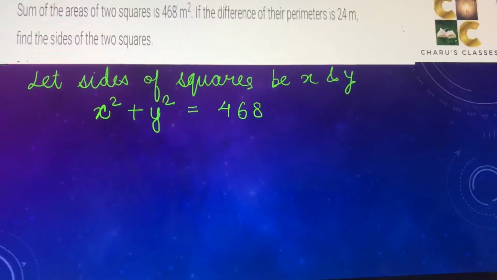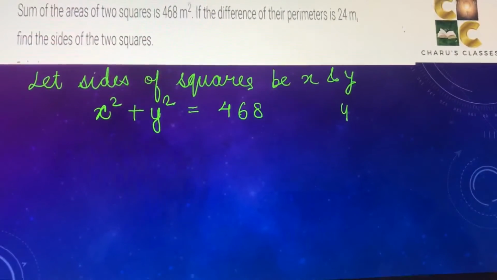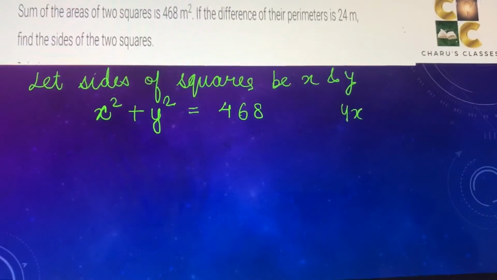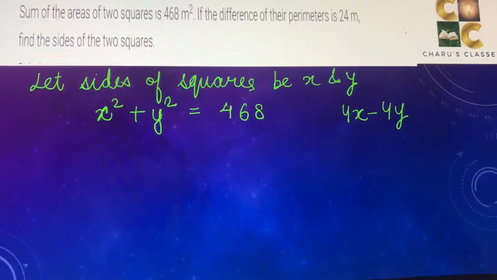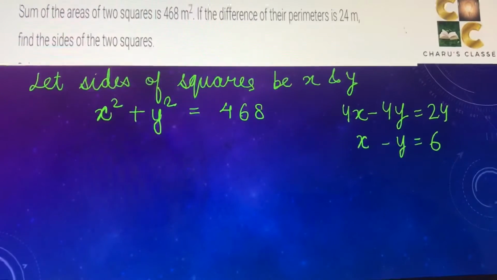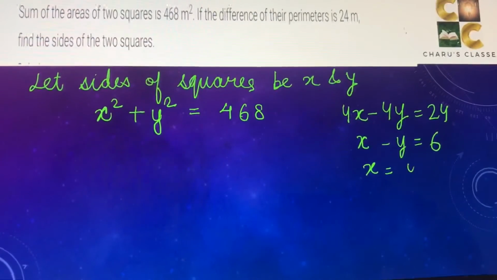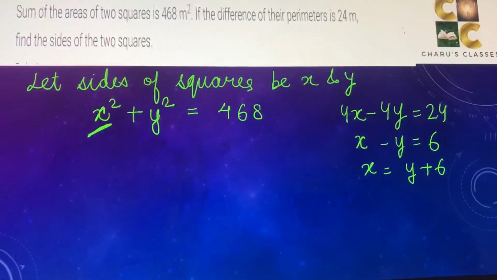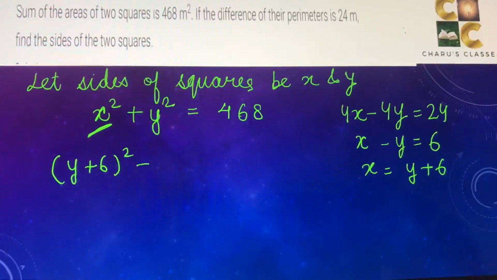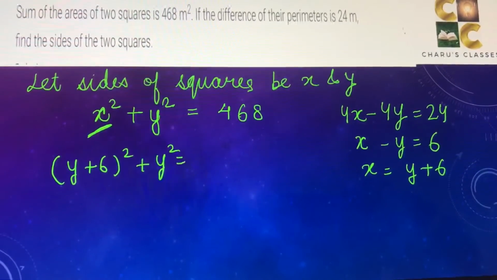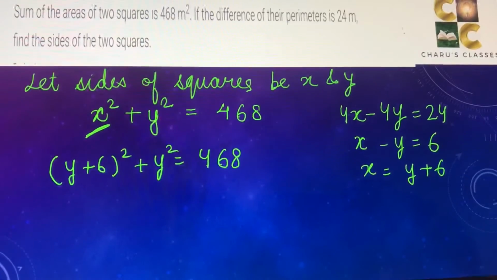And the difference of the perimeters. Now perimeter of a square is 4 times the side. So we have basically 4x minus 4y. This is given as 24. Dividing by 4 throughout, x minus y is equal to 6. Or x can be written as y plus 6. Substituting the value of x here as y plus 6, we will get y plus 6 whole square plus y square is equal to 468.